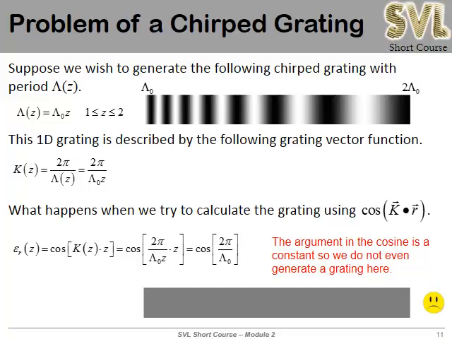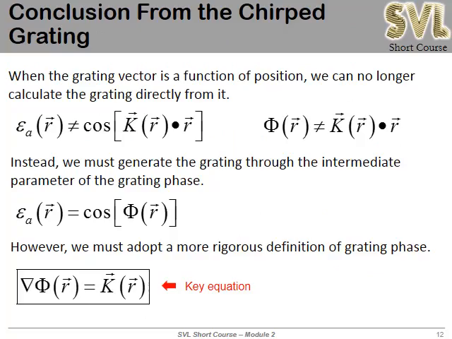So something is wrong here, and what's wrong is we don't have the most rigorous definition of how our grating vector is related to the grating phase. This path made intuitive sense, but clearly something's wrong. So we need to do something different. We just showed that phi, the grating phase, can't be k dot r. That only works for the special case when k is a constant. As soon as it's a function of position, it no longer works.